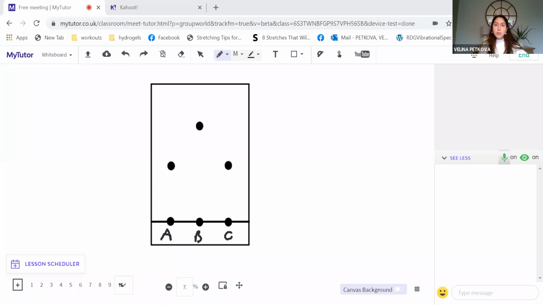So R stands for retention factor. In words, it means retention factor.